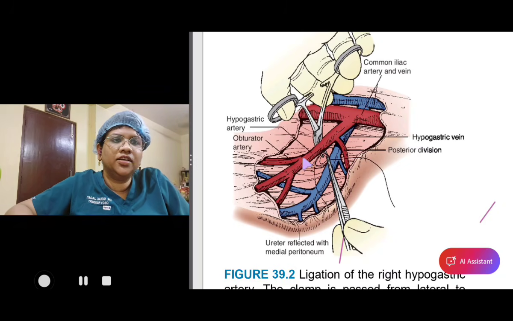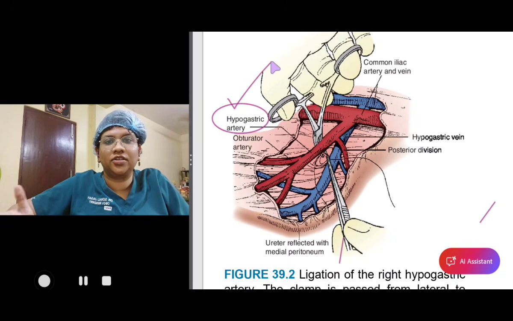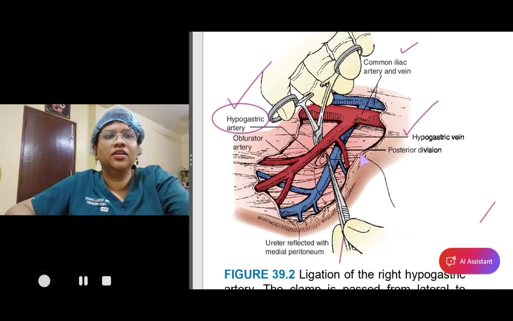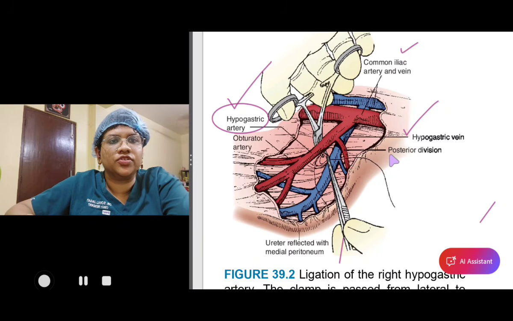The anterior division of the internal iliac artery, also known as the hypogastric artery. So this is the posterior division. I'll just mark this is the hypogastric artery, which is nothing but the anterior division of your internal iliac artery. Time and again in T-lens they have mentioned as hypogastric artery, not writing it as anterior division. This is your common iliac artery and vein. This is your hypogastric vein, and this is your posterior division.